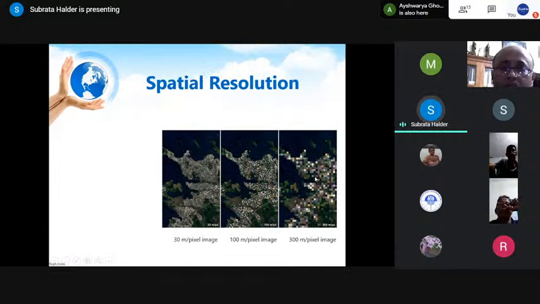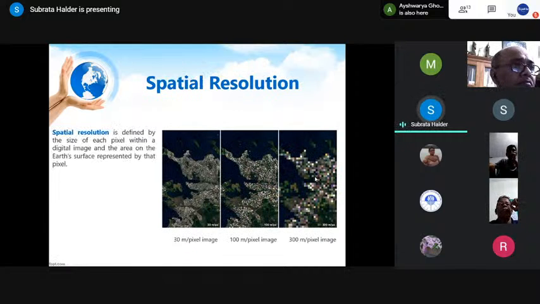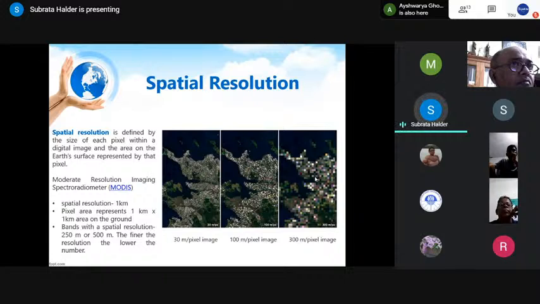Spatial resolution. It is defined by the size of each pixel within a digital image and the area on the Earth's surface represented by the pixel. Moderate Resolution Imaging Spectroradiometer, that is the MODIS satellite. Its spatial resolution is 1 kilometer. Pixel area represents a 1 kilometer by 1 kilometer area on the ground. Bands with a spatial resolution of 250 meters or 500 meters. The finer the resolution, the lower the number.